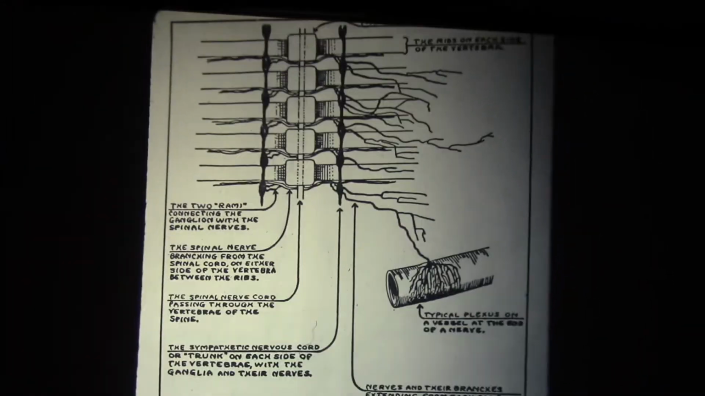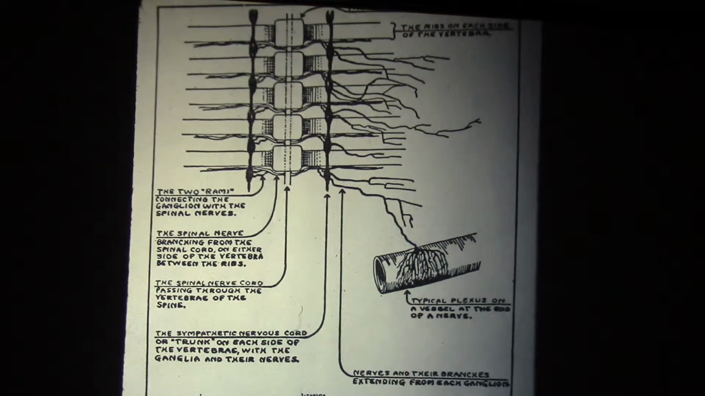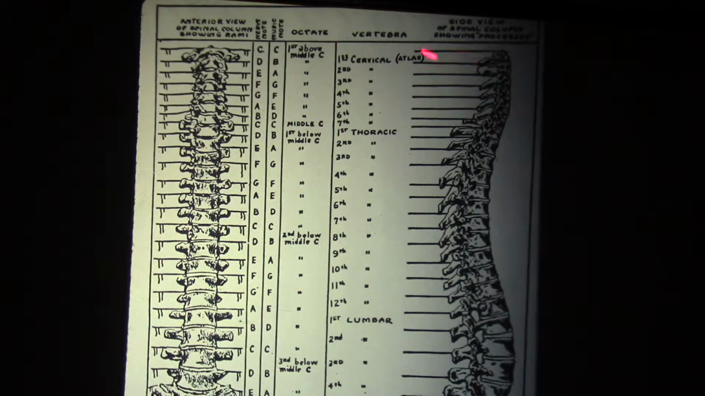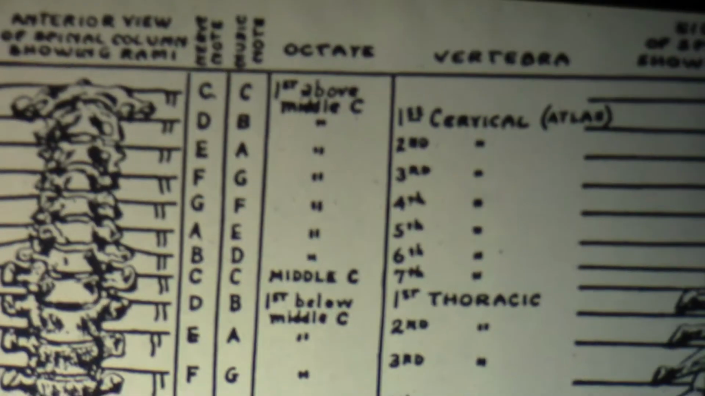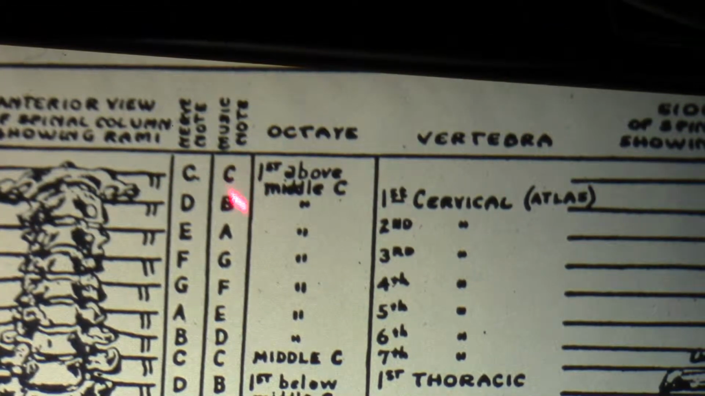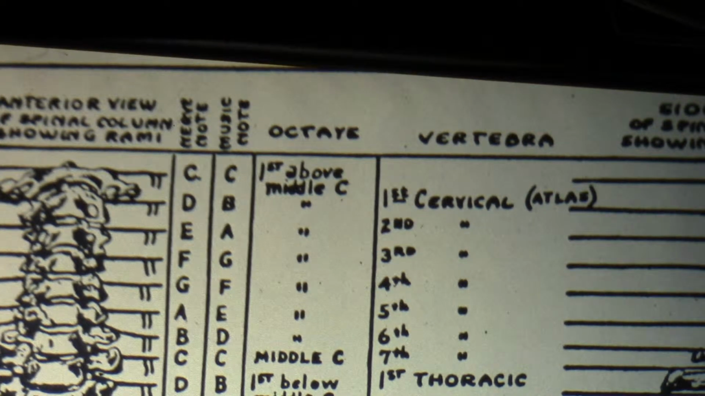We also see to the right of the spinal column, starting at the top, a nerve note and a music note. To the right of the spinal, there's a nerve note and a music note for each of the spinal nerves between the vertebrae.